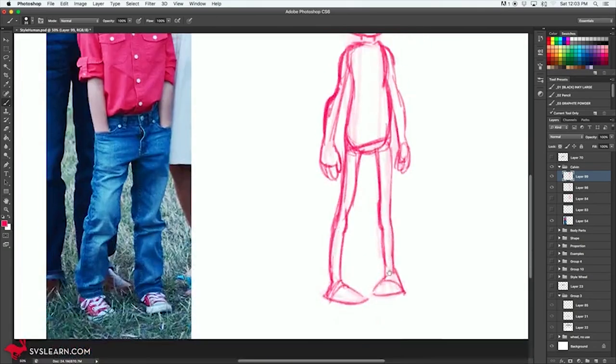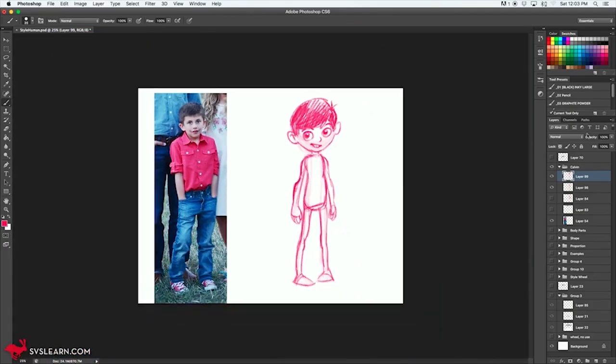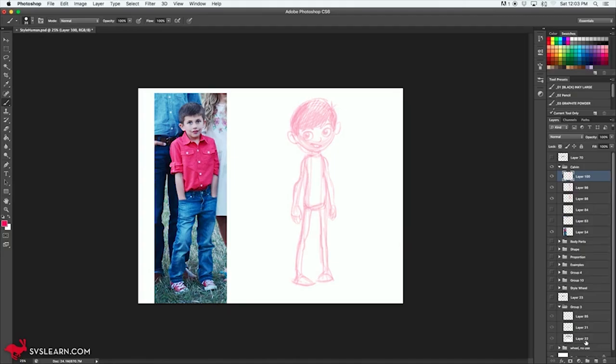All right, so there we've got that. Now we're gonna lighten this one more time, and I'm gonna go over it with a darker line. Maybe we'll do an ink line.